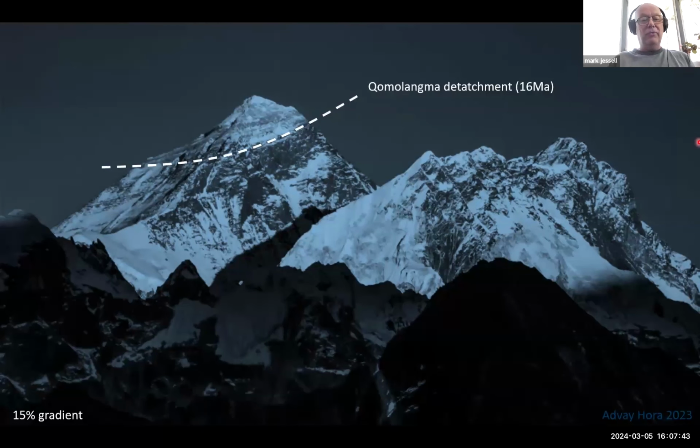So starting off with a very large rock, this is about as big a rock as you can get. It's Mount Everest, and the dashed line is the location of a particular fault that cuts right through the top of the mountain. And amazingly, this fault is only about 16 million years old. So the entire Everest has been uplifted in the last 16 million years to its current height.